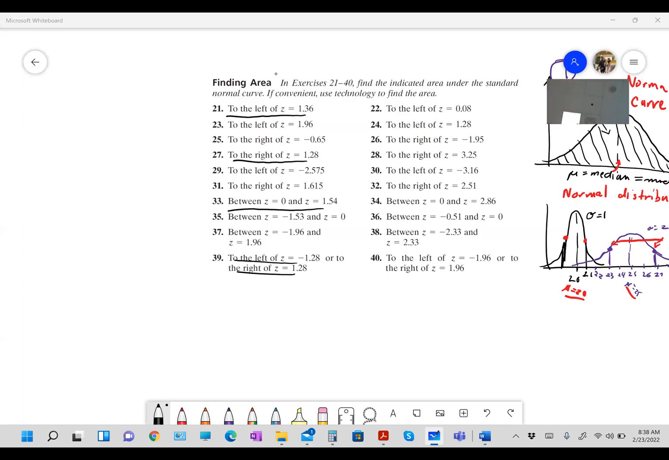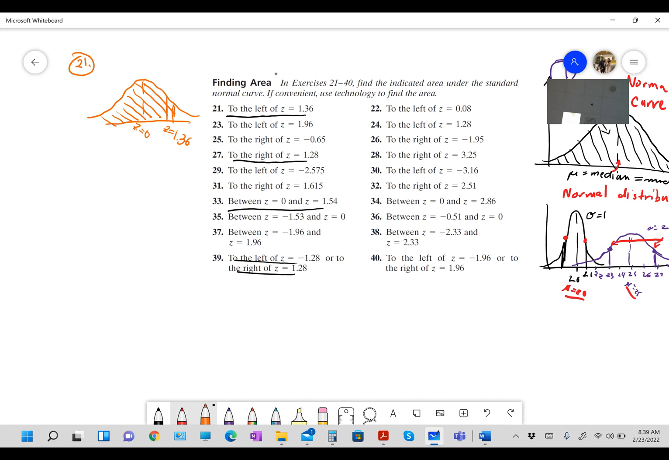Recording. Okay, so the first thing to do is to depict the situation. I'm going to depict the situation for each one of those I asked you to do, and then you can check whether you did it right or wrong. For 21, you've got to remember that z equals 0 is in the middle, and 1 is around here. So 1.36 is around there, roughly speaking. It doesn't have to be exact. It's a sketch, and it wants the area to the left. So that's how you sketch the situation for number 21.